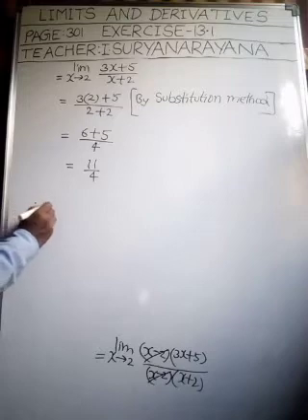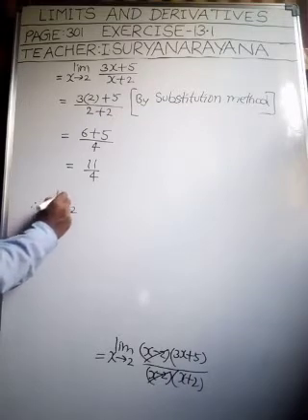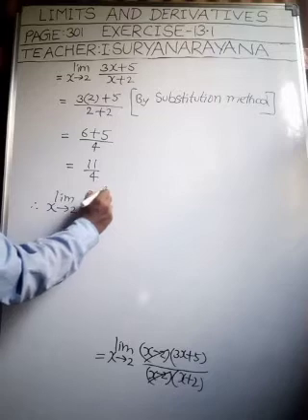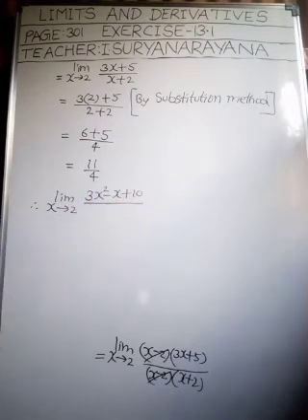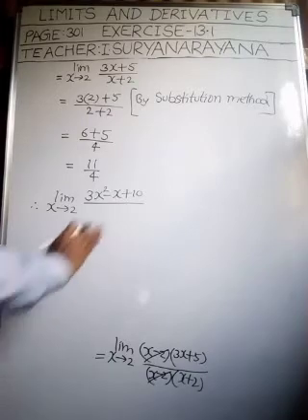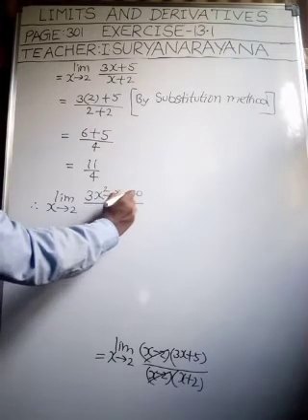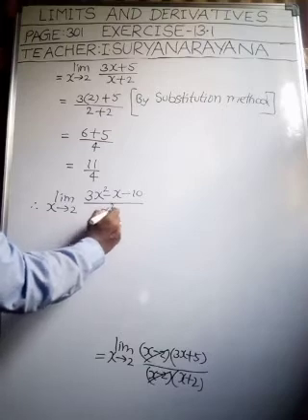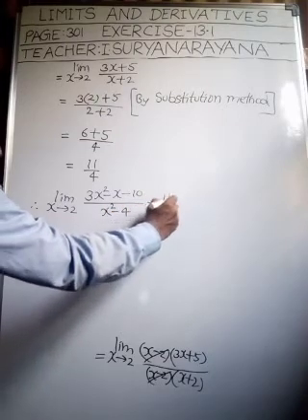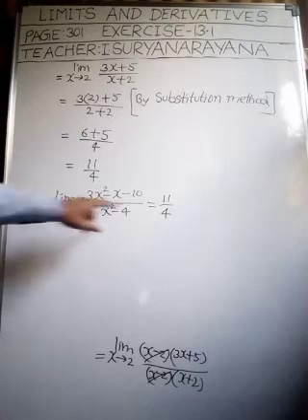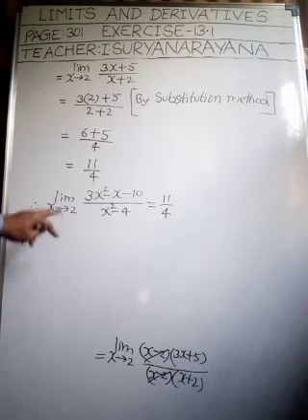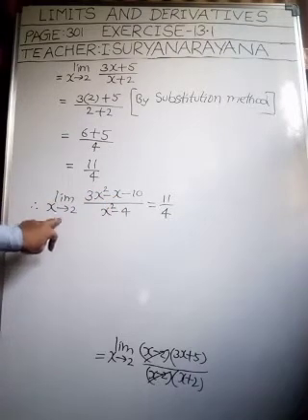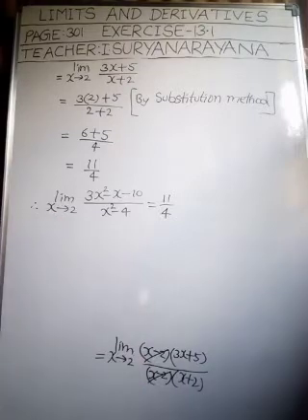Therefore, finally we write, as x tends to 2, limit of (3x square minus x plus 10) by (x square minus 4) is equal to 11 by 4. This finite real number is said to be the limit of this function as x tends to 2. Understood, my dear children? Right.